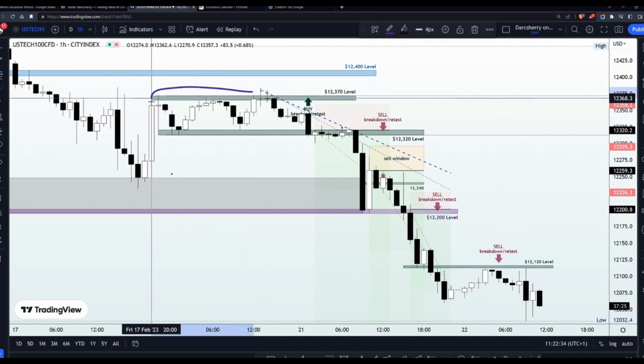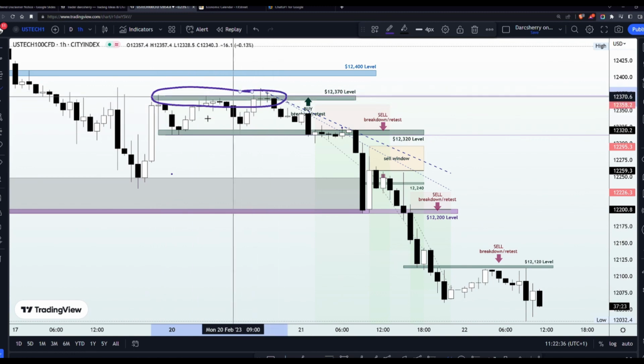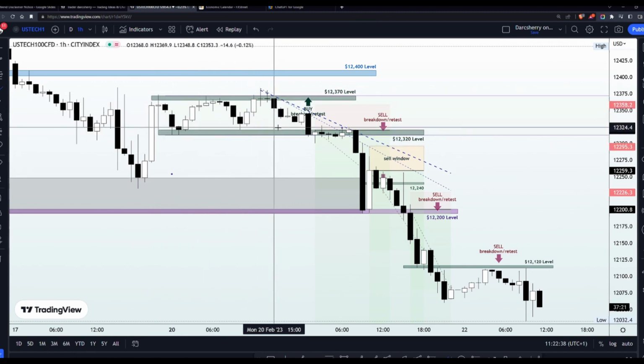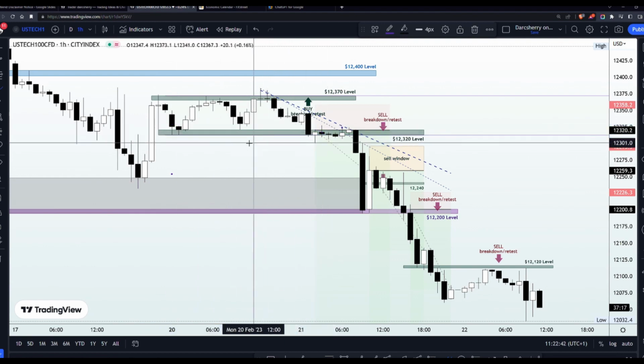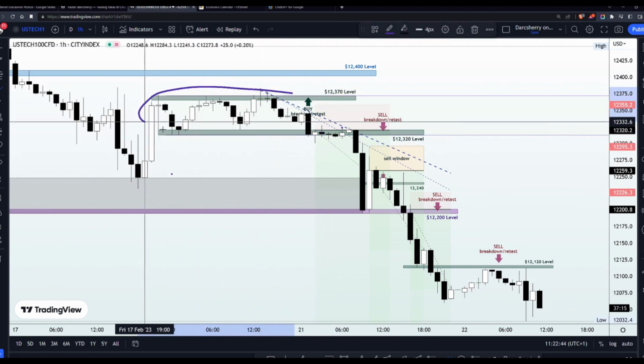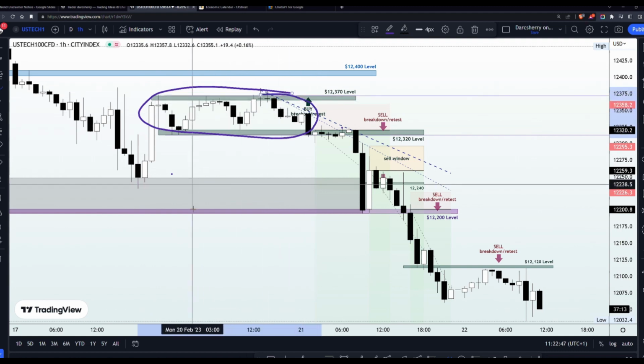So we had something like this. We had a resistance point around that level, and then we had a support area around the 12,320 area to give us a flat channel. And what this simply tells us is that there is an indecision or a low liquidity in this market, and this has resulted in that flat channel.